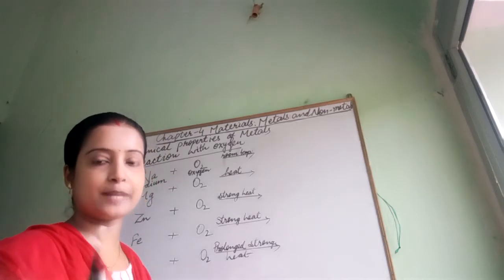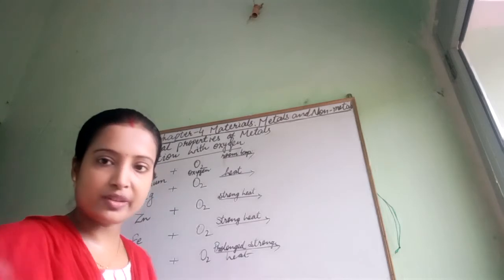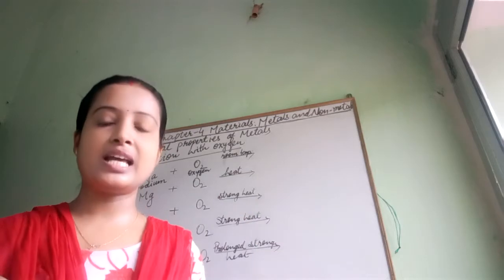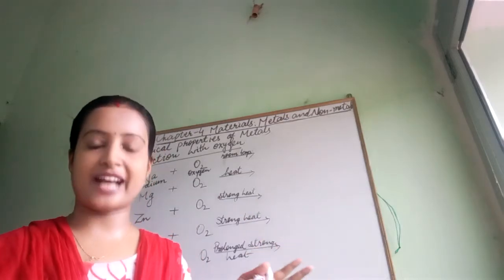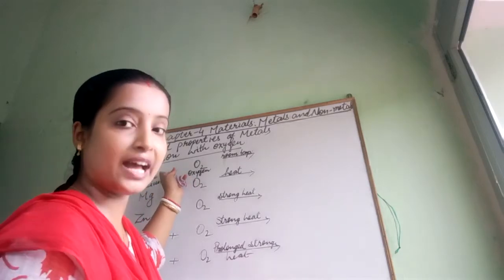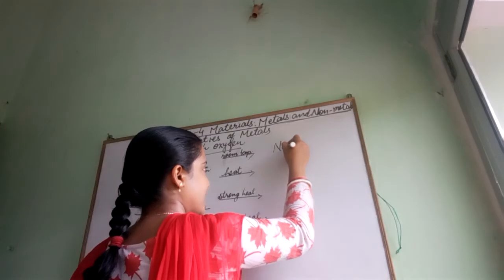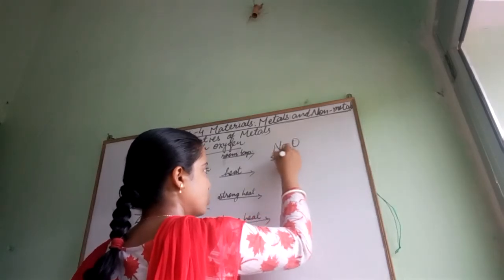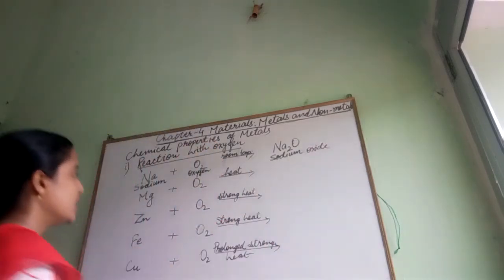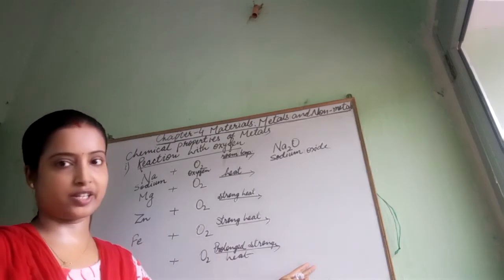That's why they are kept in kerosene in order to cut the supply of oxygen, because whenever they are taken out from the kerosene, what happens? They react with oxygen vigorously at normal room temperature and catch fire. So whenever Na reacts with oxygen at normal room temperature, it forms sodium oxide, Na2O. Here, first of all, we will write all the products first. After that, we will learn the balancing of the reaction.